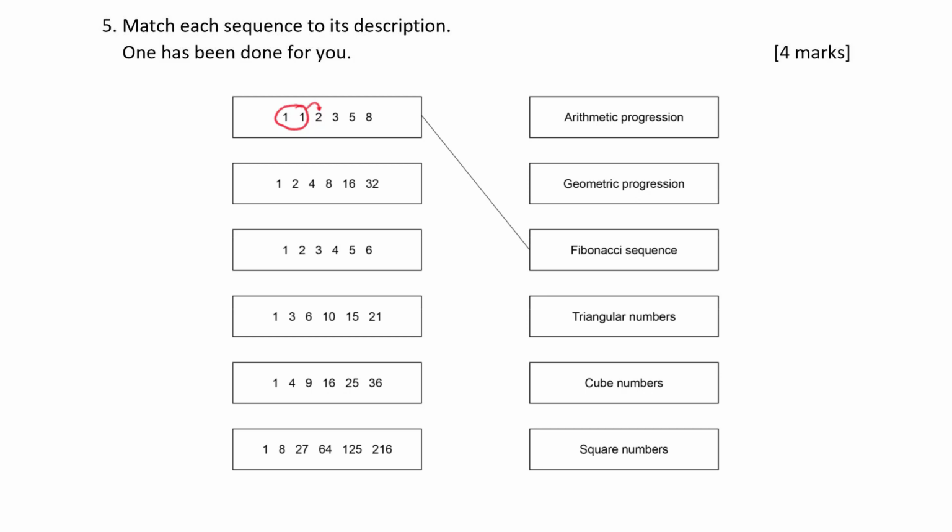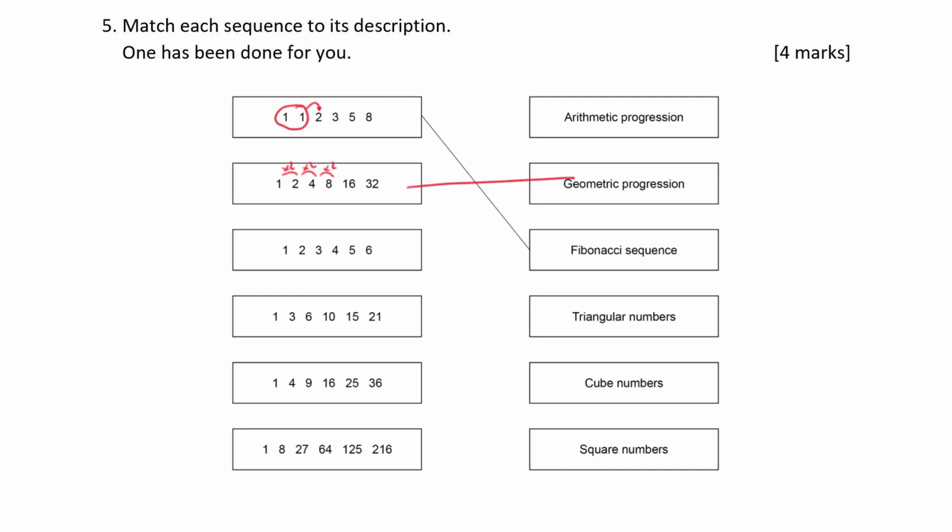What about the next sequence? I've got 1, 2, 4, 8, 16, 32. Now, from one term to the next, you can probably see that I'm multiplying through by 2. It's doubling each time, isn't it? It's times 2. So times 2 times 2 times 2. So anything that has a common ratio like that, multiplied through by the same number, that is a geometric progression.